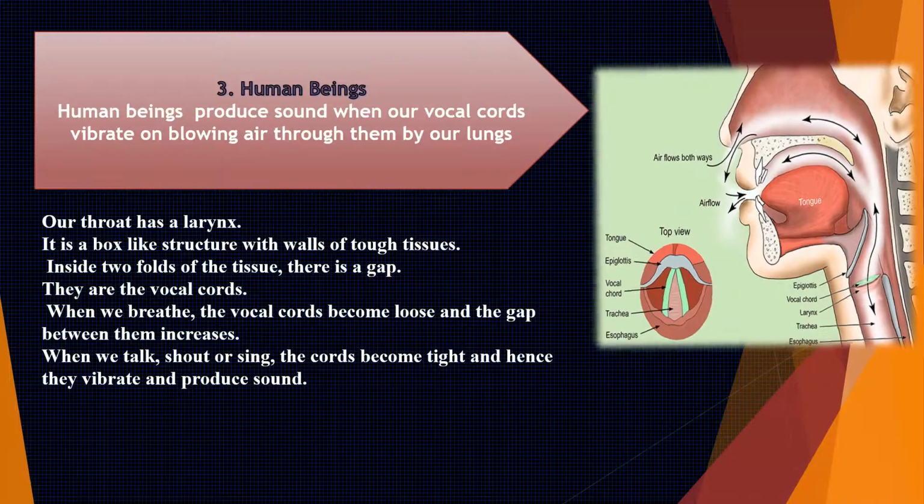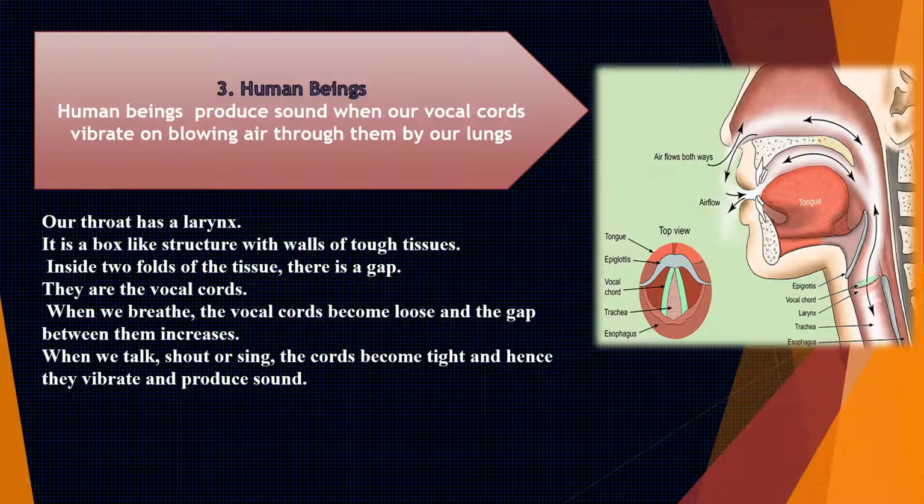Children, our throat has a larynx. You can see that in the diagram. This larynx is called the voice box as sound is produced in the larynx. Or we can say it is designed to produce sound. It is a box-like structure with walls of tough tissues. Inside, two folds of the tissue have a gap between them, and they are the vocal cords.